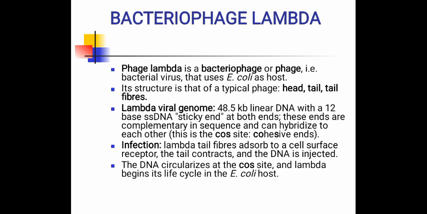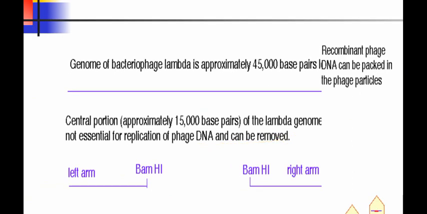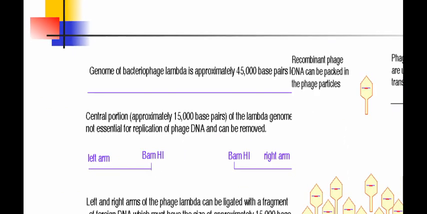Infection. Lambda tail fibers adsorb to a cell surface receptor. The tail contracts and the DNA is injected. The DNA circularizes at the cos site and lambda begins its life cycle in the E. coli host. The genome of lambda is approximately 45,000 base pairs. Recombinant phage DNA can be packed in the phage particle.